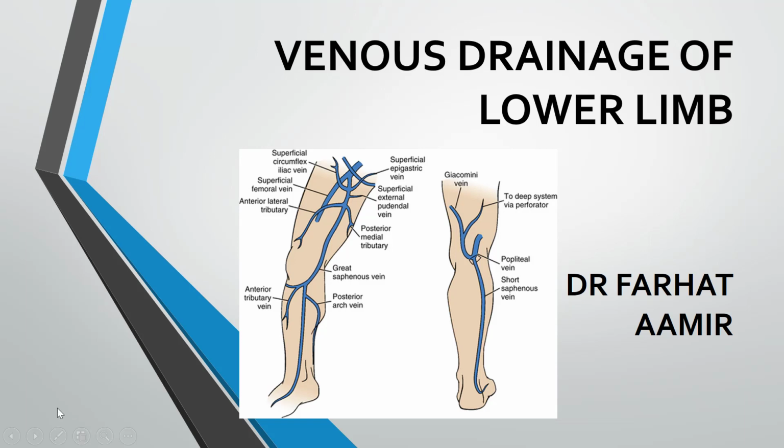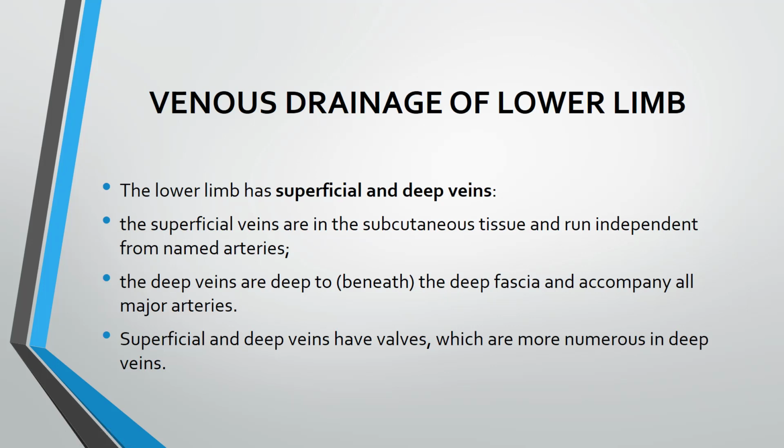There are two types of veins in the lower limb: superficial veins and deep veins. The superficial veins are present in the superficial fascia and they run independent from the named arteries. They do not have any relation with the arteries, but the deep veins are deep to the deep fascia and they accompany all major arteries. Superficial and deep veins have valves, but they are more numerous in the deep veins.